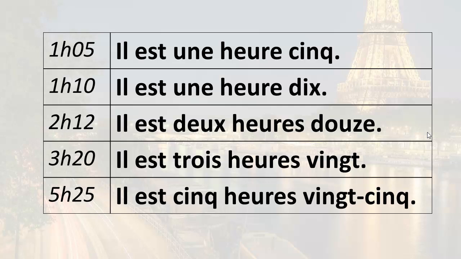You learned how to add minutes after the hour. For example, it's 1:05, il est 1h05. It's 1:10, il est 1h10. It's 2:12, il est 2h12. It's 3:20, il est 3h20. It's 5:25, il est 5h25.